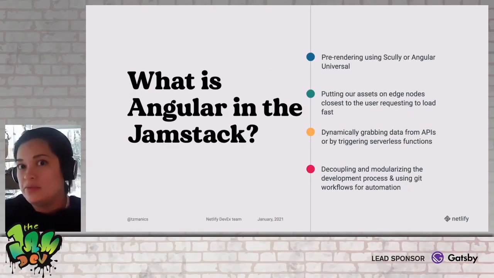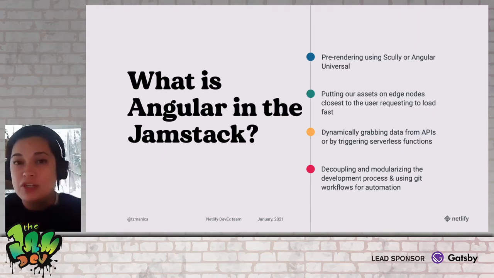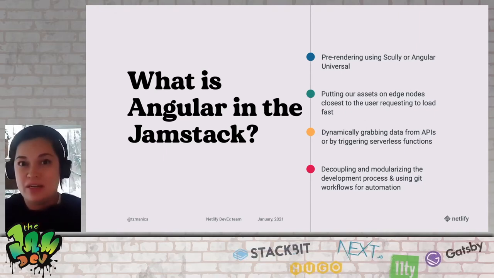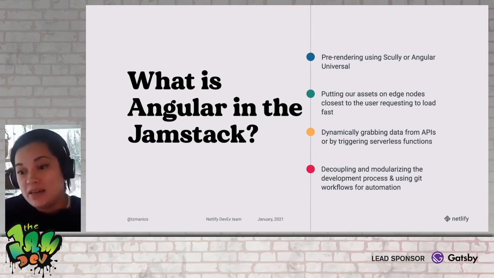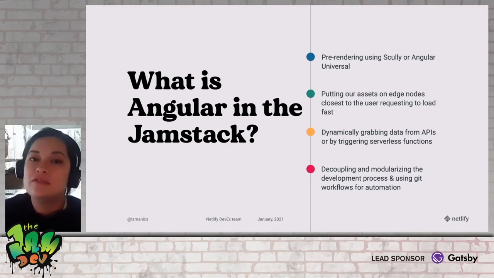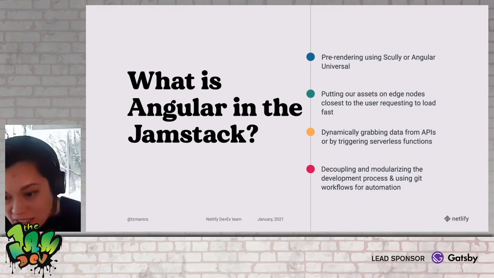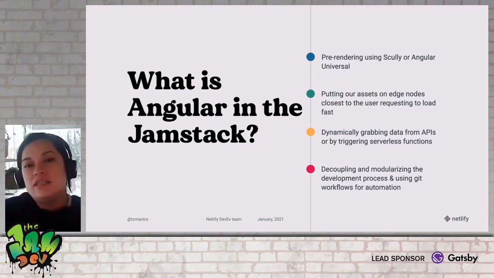But there's also Angular Universal, which is the Angular server-side rendering package. In that package, we have the pre-render capabilities, thanks to Minko, that we can use and not particularly focus on the hybrid rendering part of Angular Universal, but just focus on that pre-render. And I'll show you what that looks like in two slides. And then we're still putting those assets on a CDN, so it gets as close to the user as possible. We're still dynamically grabbing data from APIs and by triggering serverless functions and webhooks. And we're still decoupling and modularizing that development process using Git workflows and automation.